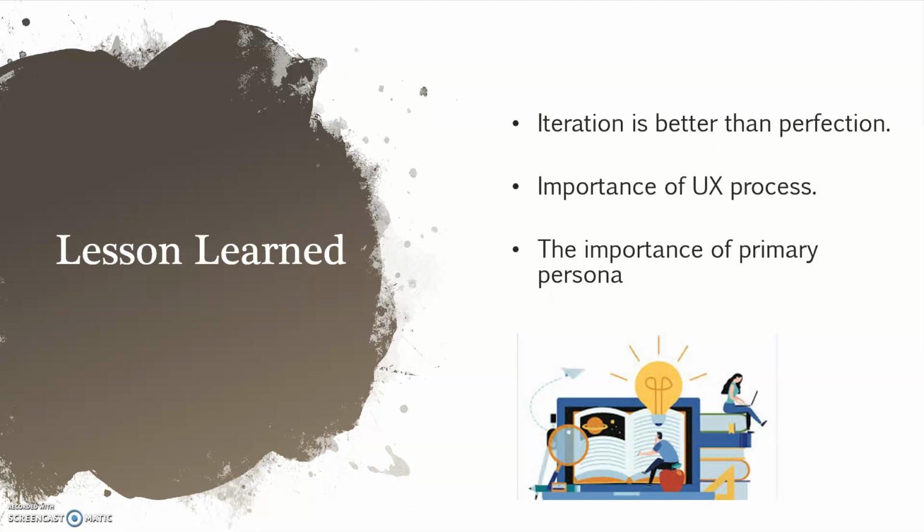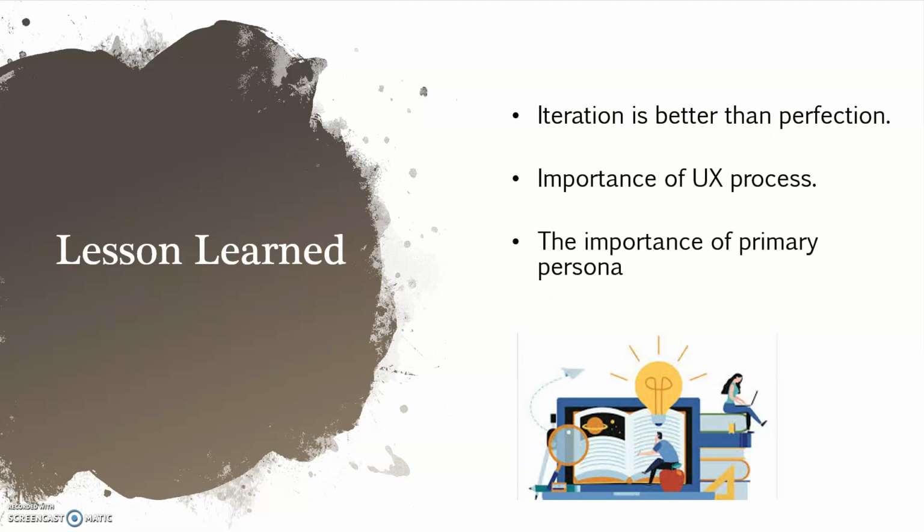So, what did I learn throughout this process? Iteration is better than perfection, the importance of the UX process, and the importance of a primary persona. Keep things simple and consistent. The motivation of a primary persona is important to have for your wireframing and prototype.